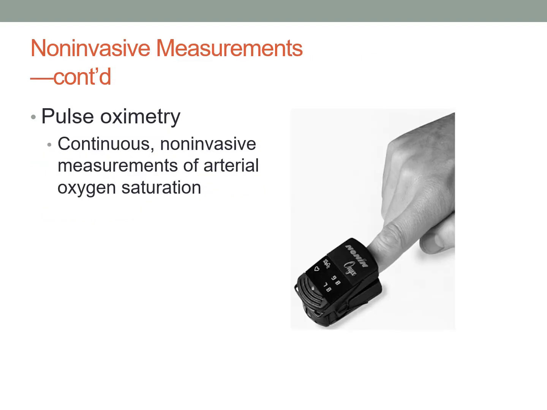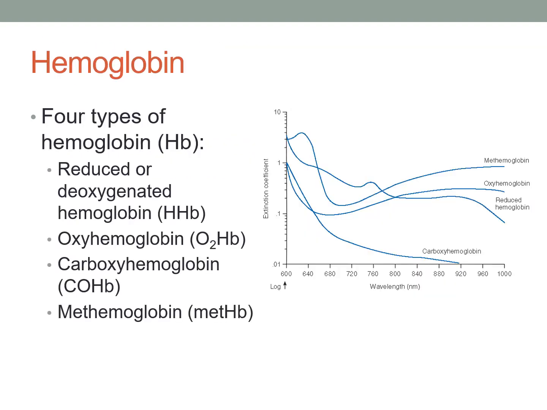Okay, so pulse ox, we're pretty familiar with that. It's nice, it's convenient, it's non-invasive. It measures the arterial oxygen saturation. We're going to review the 4 different types of hemoglobin and how sometimes we can get messed up numbers, because the pulse ox itself has a hard time differentiating what the hemoglobin is saturated with.